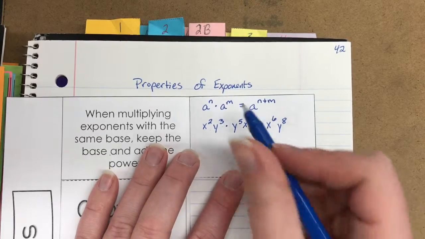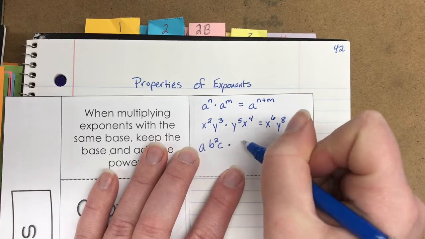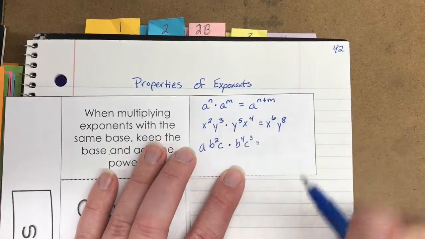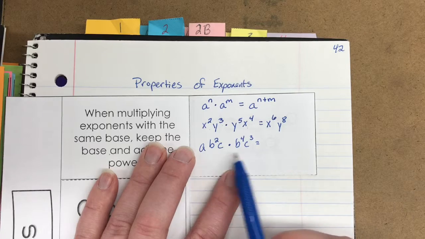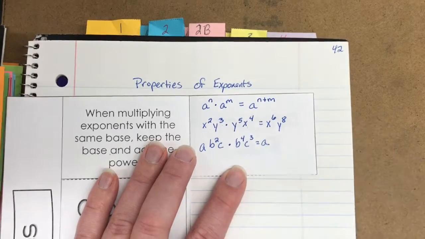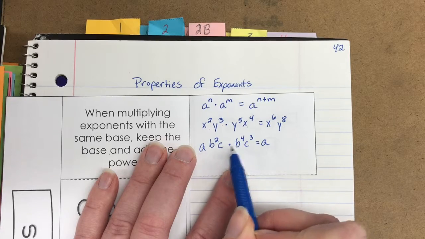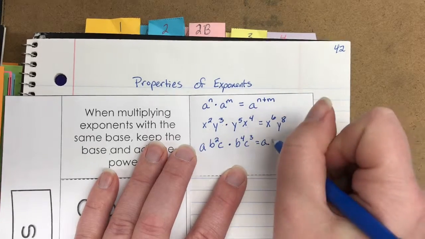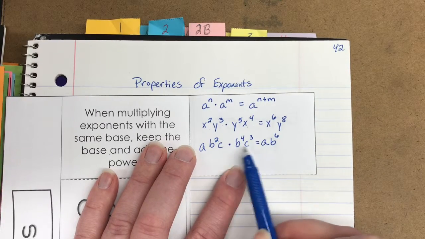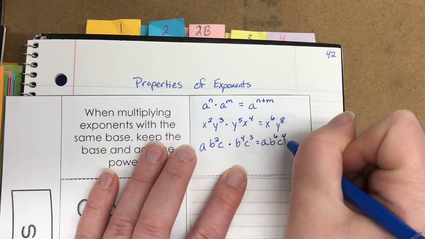Now if I have more than two variables, so say that I have a times b squared times c, and I'm multiplying this times b to the fourth c cubed, I combine the same variables. So since I have an a here and there's no a here, a will just stay the same, just stays a. B's, I combine those, so I have to take 2 plus 4. So that would give me 6. And then for the C's, I would have to combine those. So I take 1 plus 3, which would give me 4.